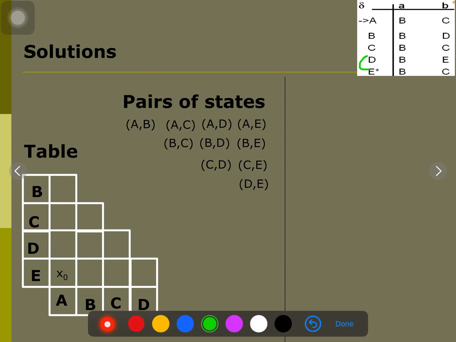What is the rule here? Look at this. Any pair is distinguishable by the basis rule. Which is the final state here? Final state is C, right?